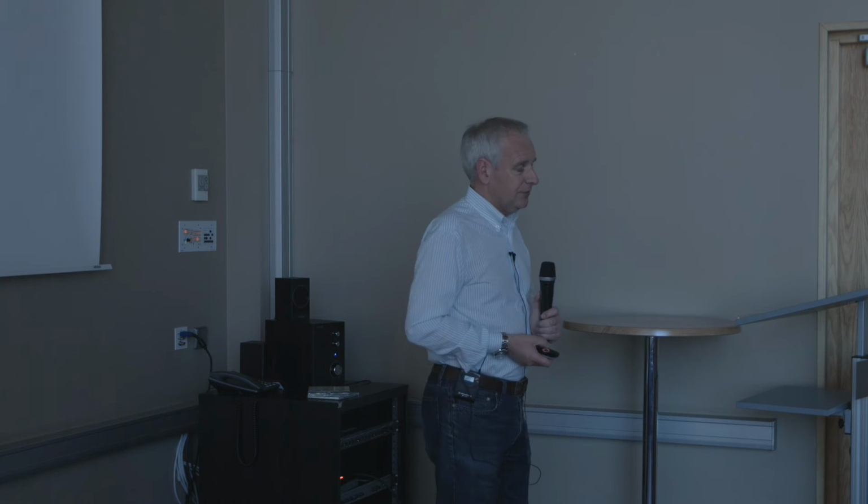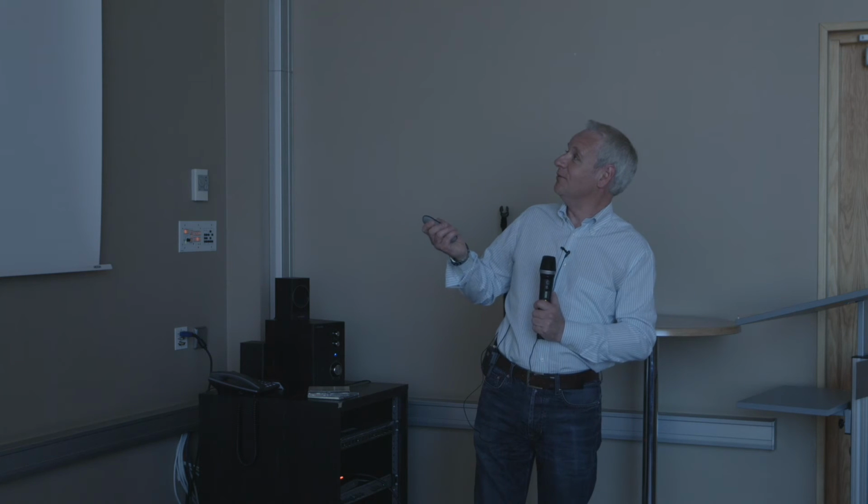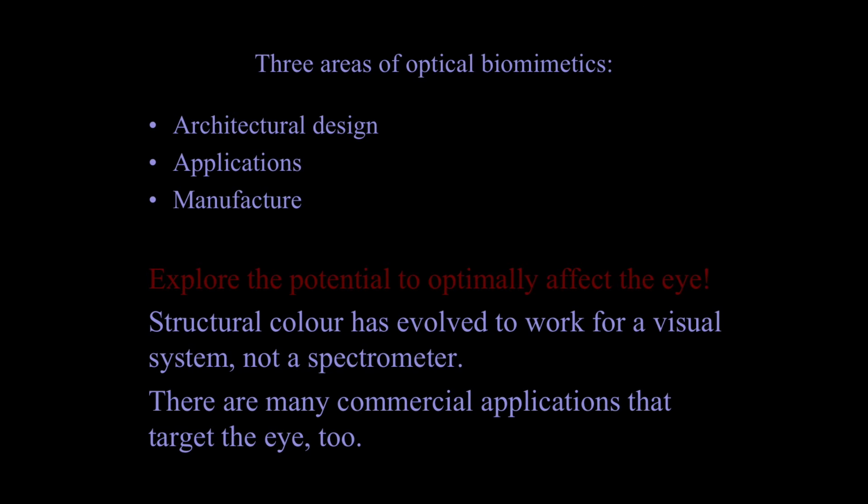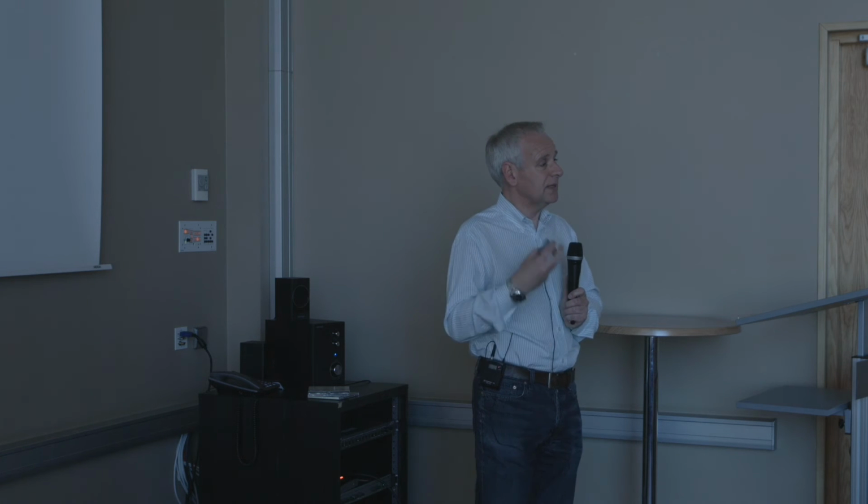The one thing that's really been forgotten, and doesn't actually show up very well here, is to explore the potential to optimally affect the eye. We've been looking at technological applications: things that spectrometers read, anti-counterfeiting devices, to carry information such as in telecommunication cables or computer chips. But what about the fact that these colors have evolved to appear particularly bright, or particularly attractive, to the eye? This is actually starting now to lead to a whole new series of applications that we're working on.